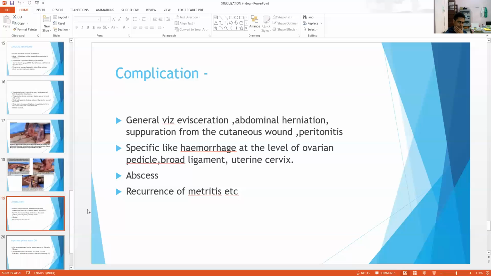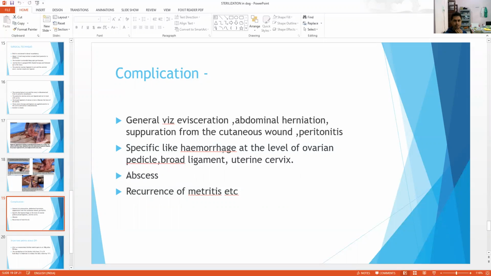Complications: evisceration, already I have discussed. This is the most common complication. If the site is not properly closed, then chances of abdominal hernia will also be there. Sometimes if infection is there, then suppuration, and if suppuration is there, then chances of peritonitis are also there.